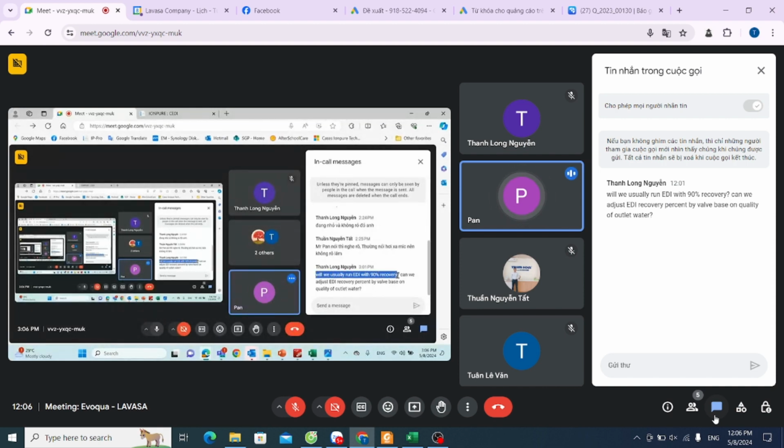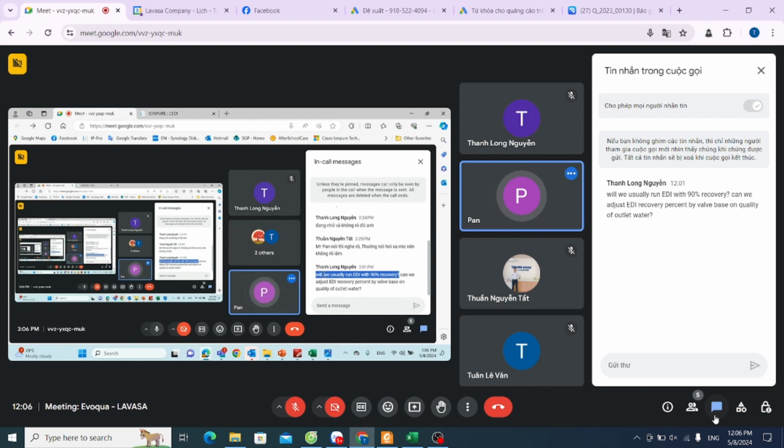So we will usually run EDI at around 90% recovery. Can we adjust EDI recovery based on the quality? No. Recovery and performance are two different things. The quality of the water, how good it runs, 10 megaohm, 12, 13, 14 and 15, all depends on the pre-treatment.